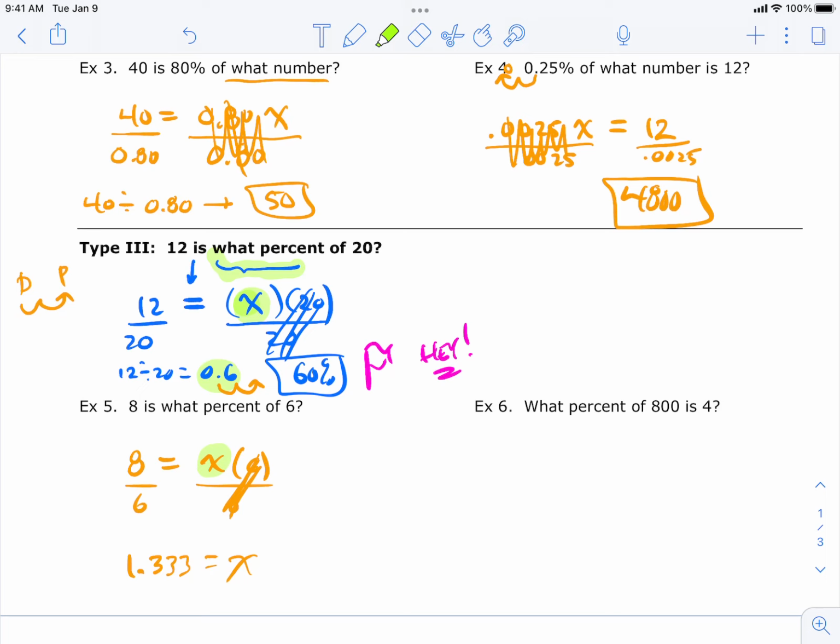I want to make this decimal back into a percent. I have to go this way, right? This way, 2 places. 133.3%. 8 is 133% of 6.